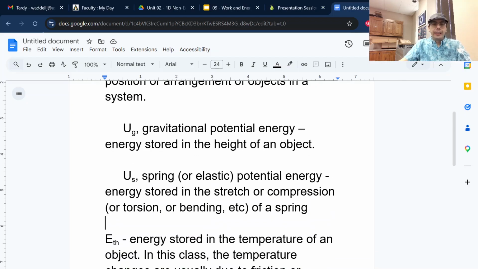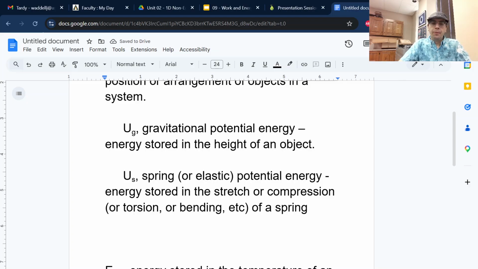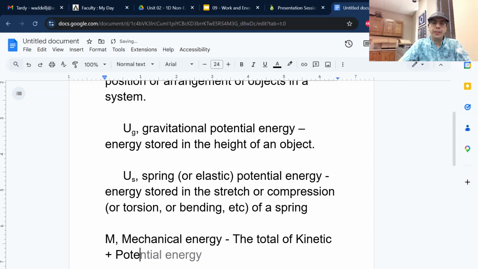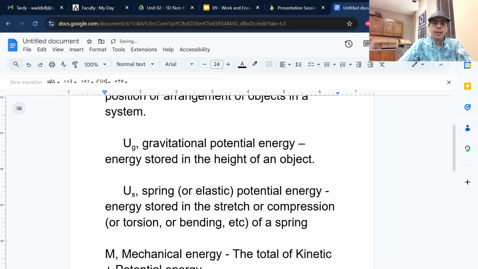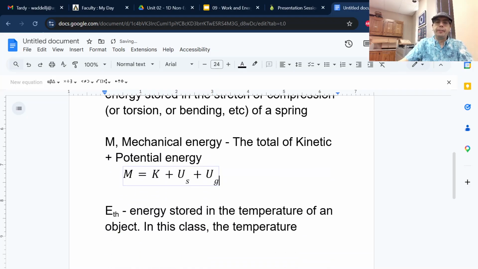And that actually reminds me, I want to introduce one more term, which is mechanical energy, the total of kinetic plus potential energy. This is a convenient term, and I'm going to write it out using all of the potential energies that we've got. Because we're going to see cases where mechanical energy is conserved, which is when you add kinetic and potential together, that total amount of energy is a constant. And it's convenient just to have one word for all of that.